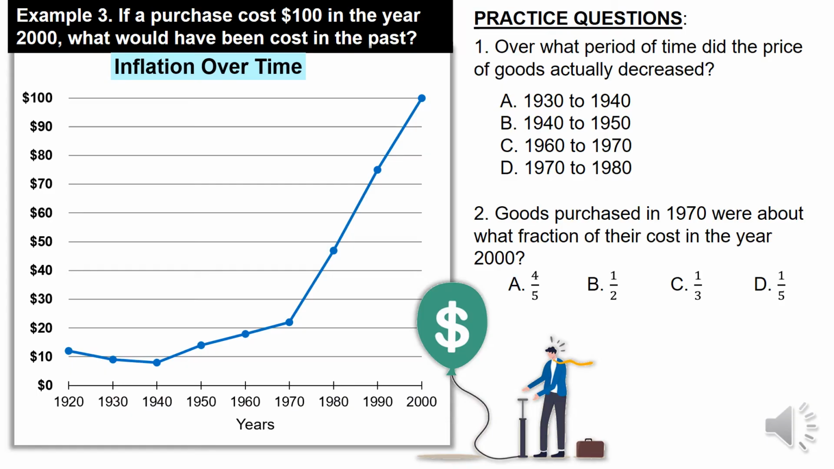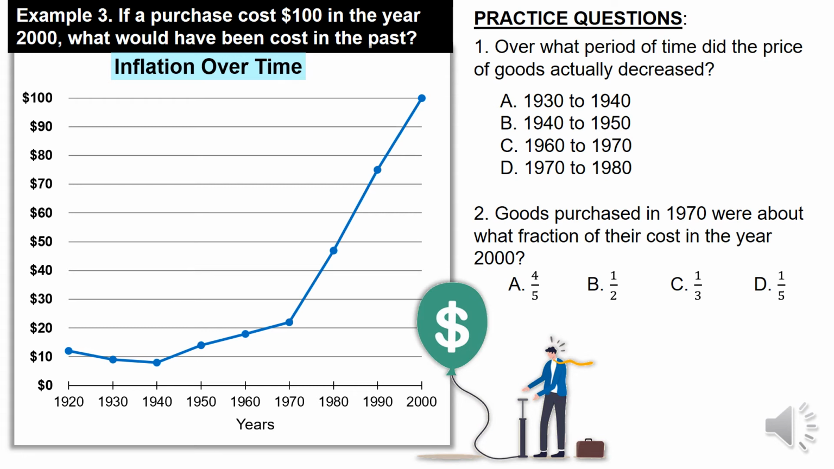So, now you try. Example number 3. If a purchase cost $100 in the year 2000, what would have been the cost in the past? So this table records inflation over time from year 1920 up to year 2000 in an interval of 10 years, while here, the inflation from $0 to $100 with $10 interval.